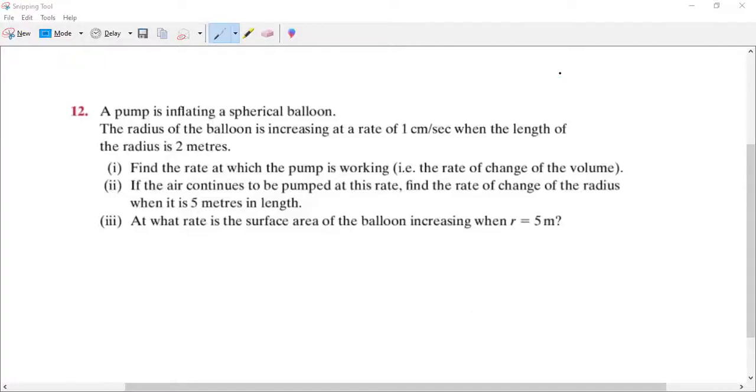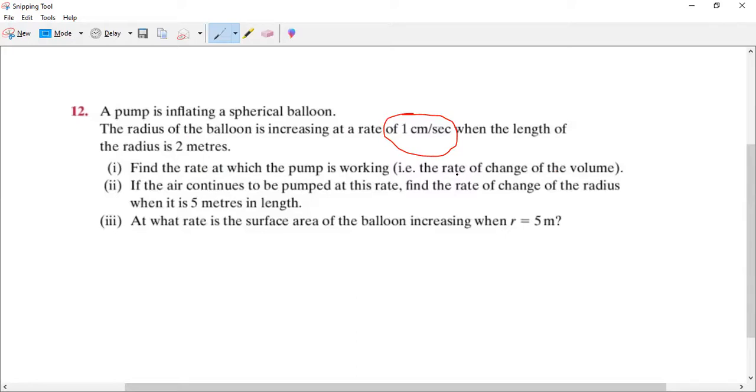Okay, so a pump is inflating a spherical balloon. The radius of the balloon is increasing at a rate of 1 centimeter per second. So there's our first rate that we need to work with. Okay, the radius is increasing. That is dr, the rate of change of the radius per unit of time. So dr/dt when the length of the radius is 2 meters. Find the rate at which the pump is working, the rate of change of volume.